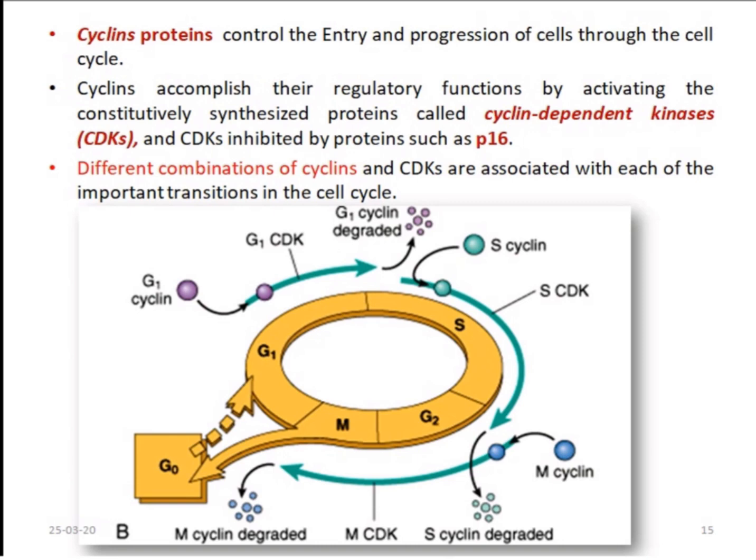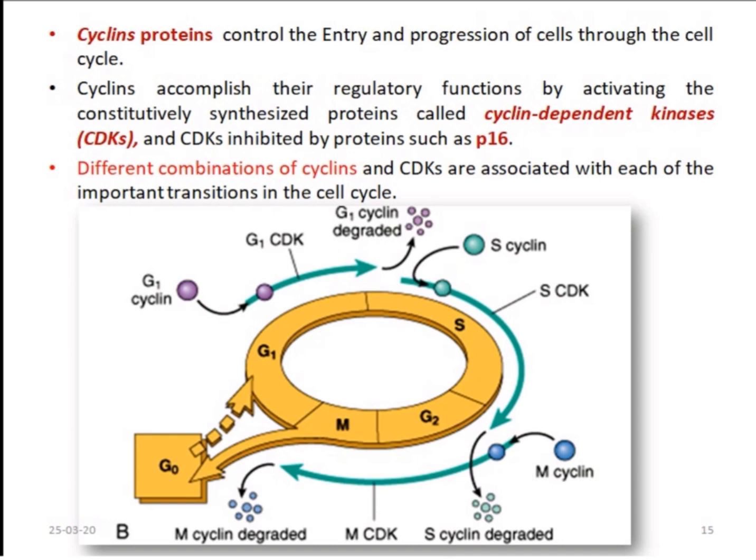What happens if you inhibit these CDKs, right? There is a protein called P16. Suppose this particular gene, P16, is activated. Once it is activated, it will inhibit CDK. Once it inhibits the CDK, it is actually stopping the cell cycle process. Okay, so it will stop the cell cycle process, and that's what you actually need.